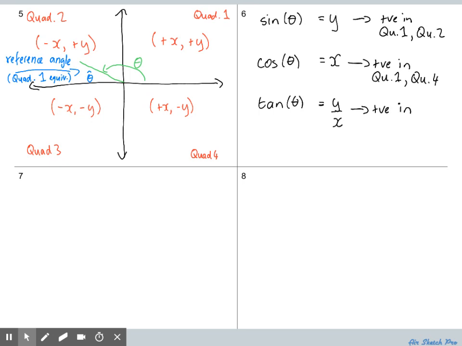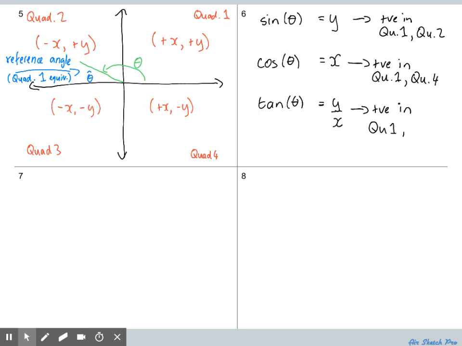Now, tan theta is a ratio of the other two values. So remembering that tan is sine on cos, then we have y over x being the value of tan, and so we need to look at the division. So when I divide a positive y by a positive x, then I'm dividing a positive by a positive, and I'm getting a positive. So it's positive in quadrant 1.